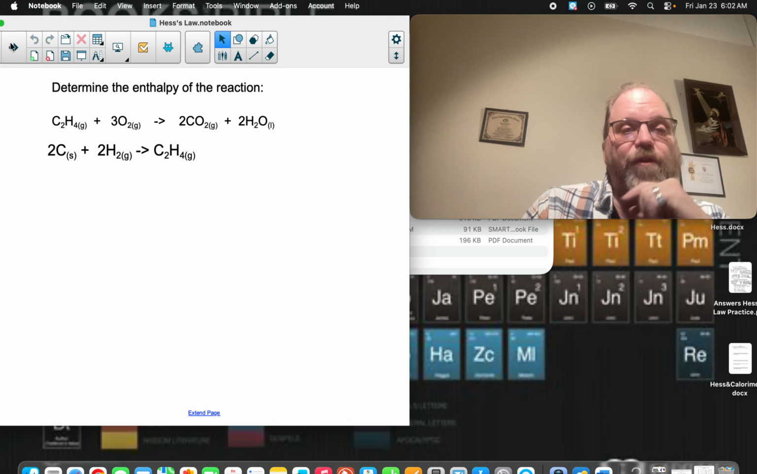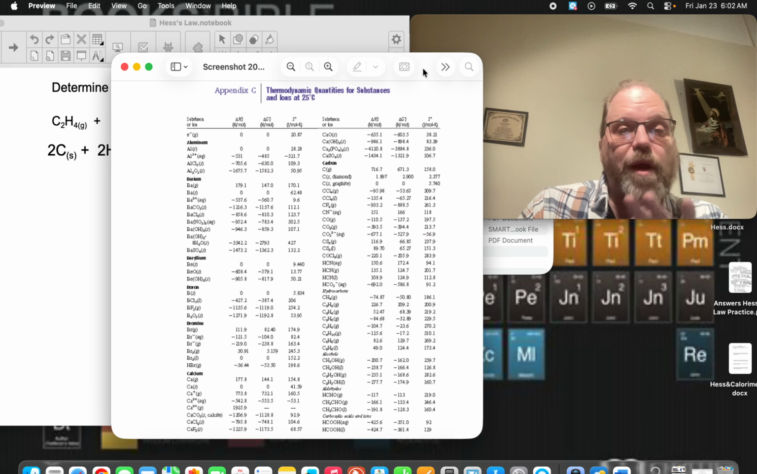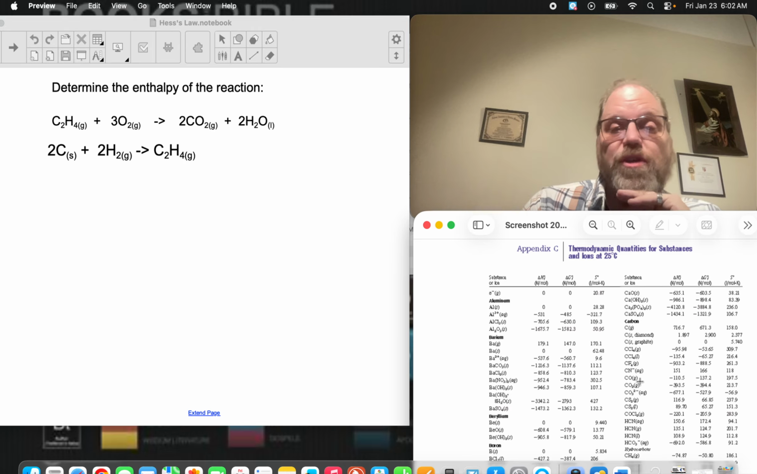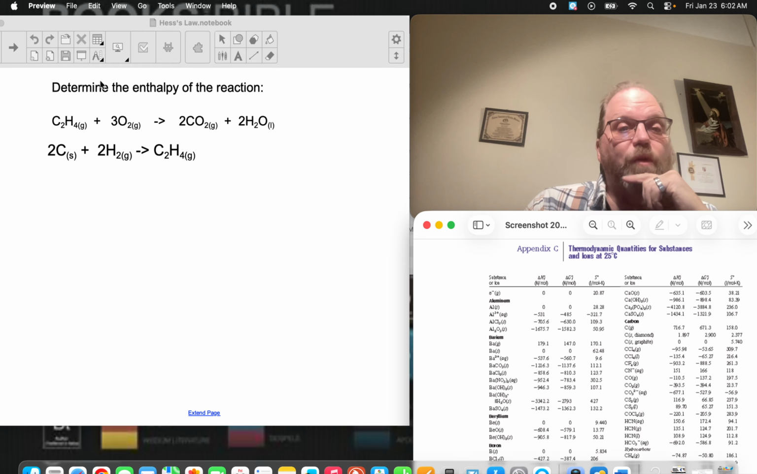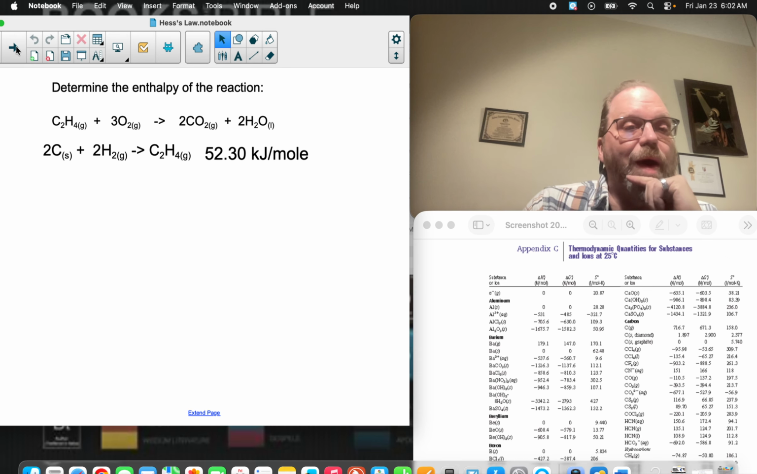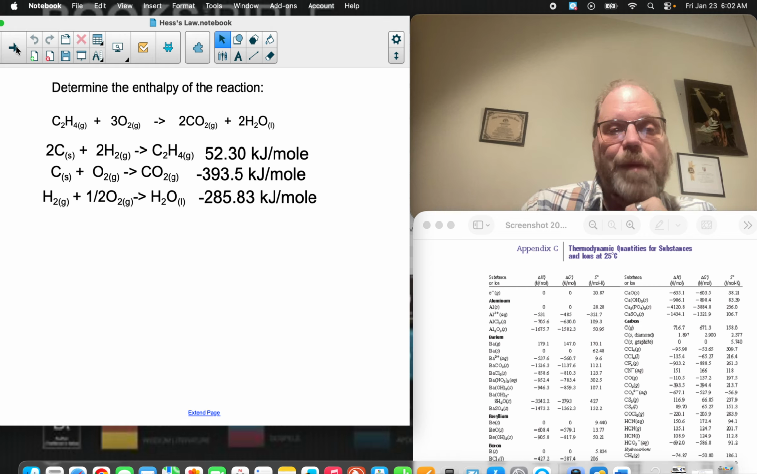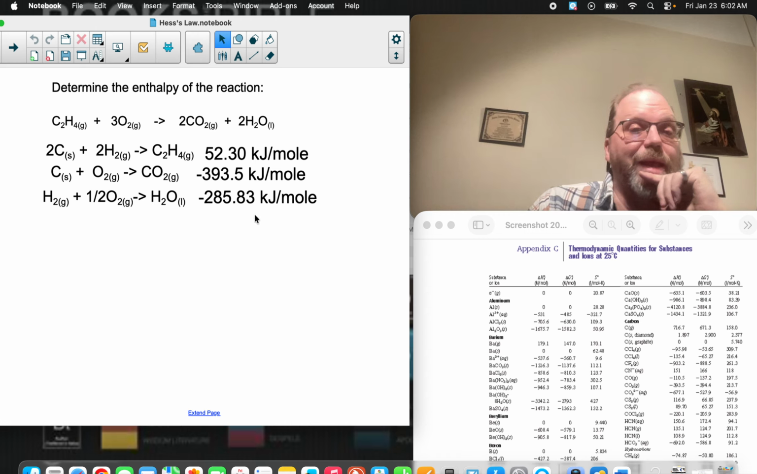All right, from our formation reactions, we have 2C plus 2H2 is C2H4, and that reaction is at 52.30 kilojoules per mole. It's positive. It's endothermic. It's going to get cold to form it. It's going to require energy to form it. All right. For the other 2 then, we have carbon plus oxygen gives us carbon dioxide, negative 393.5 kilojoules per mole, and H2 plus 1/2 O2 yields H2O in a liquid form that's negative 285.83 kilojoules per mole.